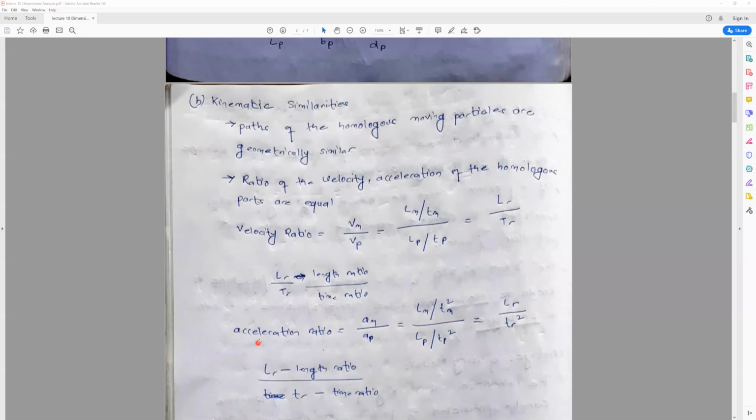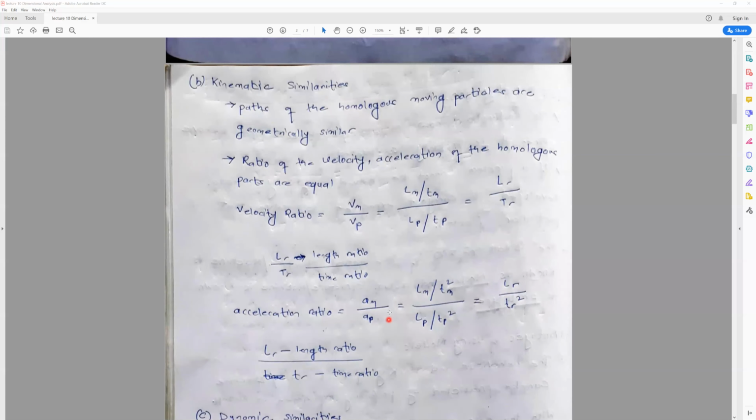Similarly, the acceleration ratio is the ratio of model to prototype, and further you can define acceleration in terms of the basic dimensions: acceleration is nothing but the length ratio over the time ratio. Length ratio itself is the length of the model to the length of the prototype. Similarly, velocity is expressed as length ratio over time ratio, where length ratio is the length of the model divided by the length of the prototype, and time ratio is the time taken in the model divided by the time taken in the prototype.